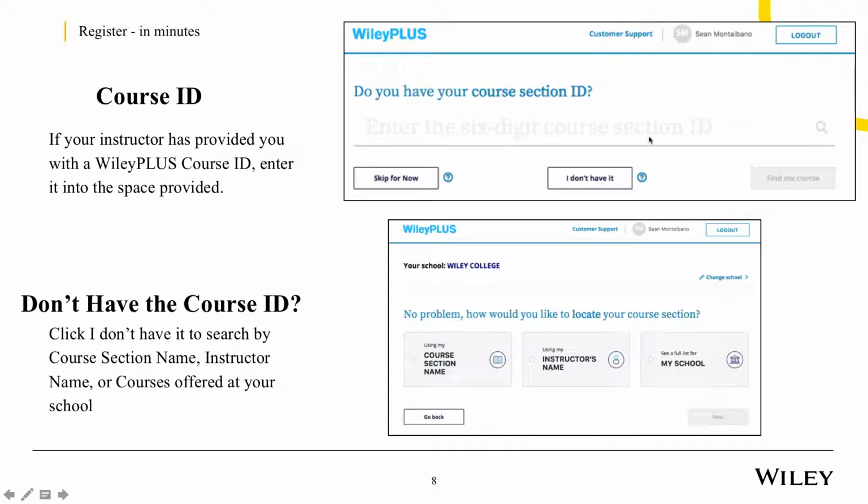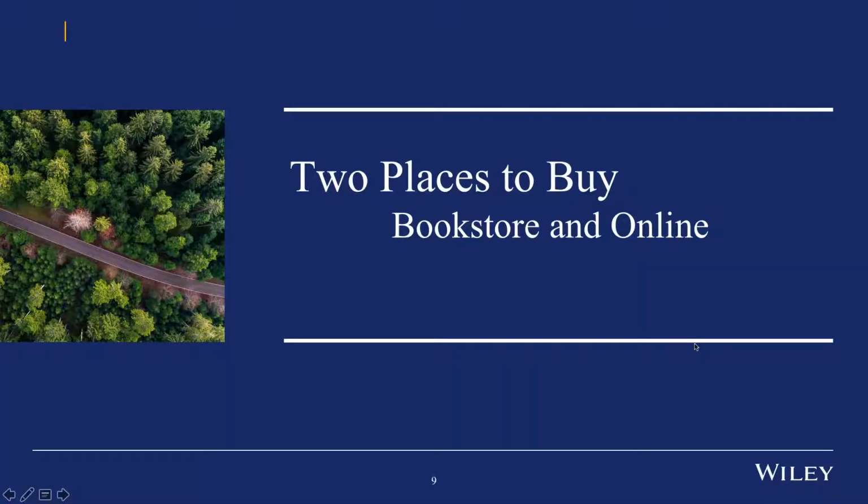If you don't have it, you'll click I don't have it up here. And then it'll bring you to either find your course section name, instructor's name, or your school. It's probably easiest just to go into your school. I don't know how many classes at the U of M actually use WileyPLUS, but it'll be easier to find because accounting also shows up at the top. So if you can't find it, or if whatever you have isn't working, just go to your school. That's where I found mine, and it lets me in no problem.